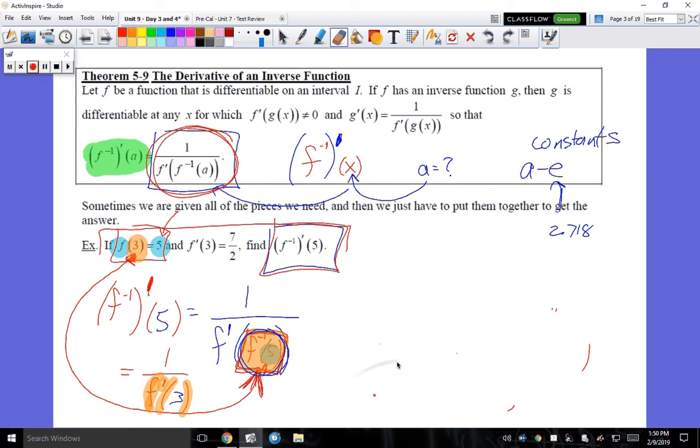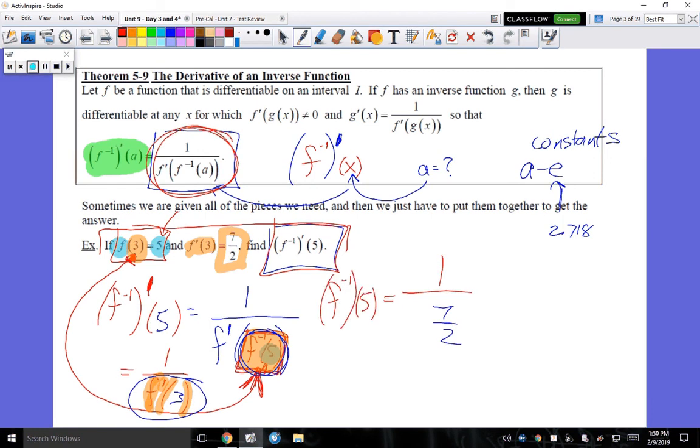So f prime at 3 has been given to us as 7/2. So all of this denominator is 7/2. And all it is at the last step is just the reciprocal of that, and that is the derivative of the inverse function evaluated at 5, which would be 1 divided by 7/2. If you wanted to do it by hand, keep, change, flip, it is the same as the reciprocal, 2/7. So 2/7 would be the answer here.